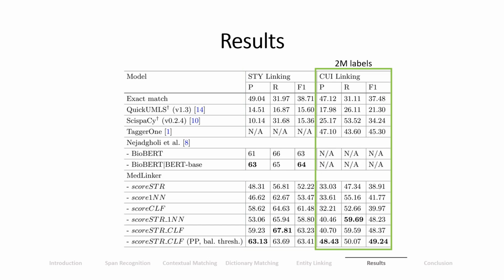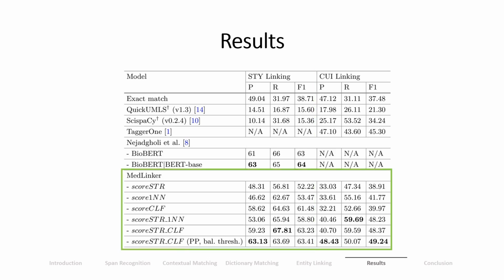Now looking at the concept linking results, which are our main results, we see that we outperform the prior reported system, Tiger1, by a considerable margin, as well as the other additional baselines. Note that in both tasks, we see very significant improvement from the combination of string matching and the contextual classifier.